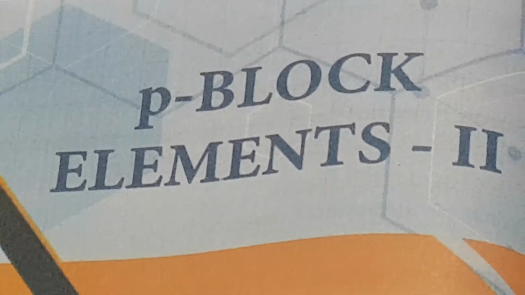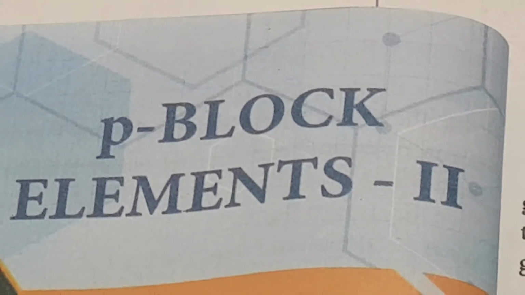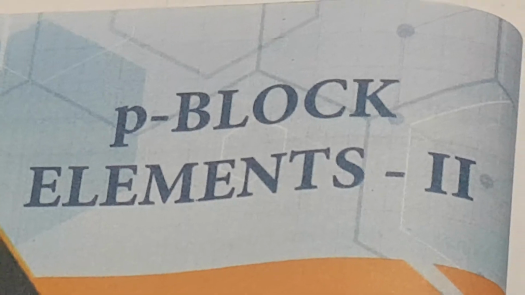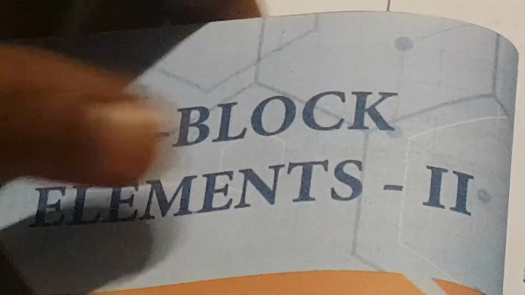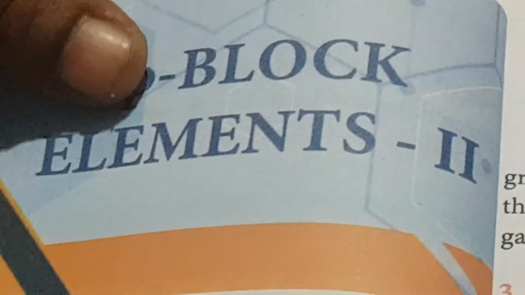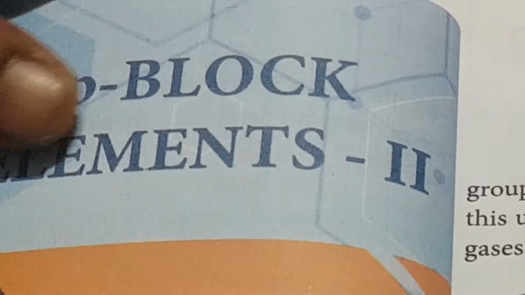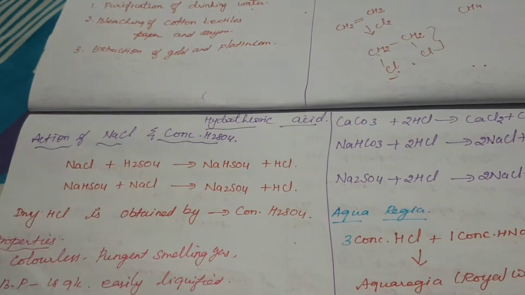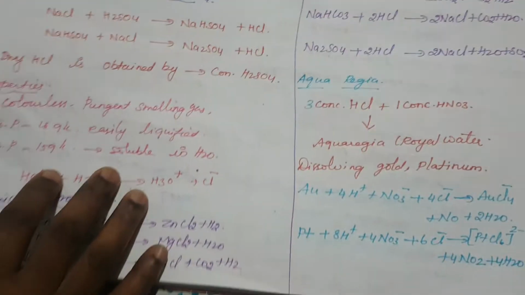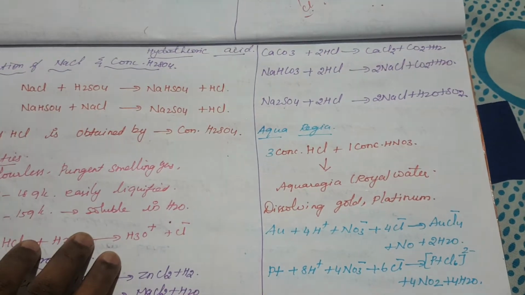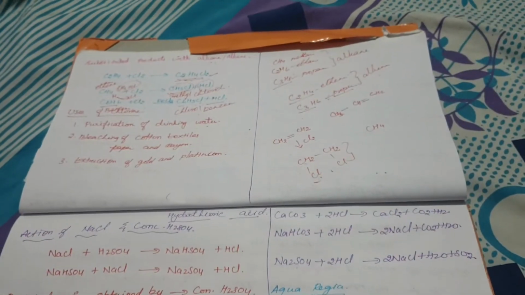Today we are going to see the continuation of your P block elements 2. In the previous video we studied the group 17 halogen family, including the properties and preparation of chlorine. Today, in P block elements 2, we are going to study the 17th group halogens.